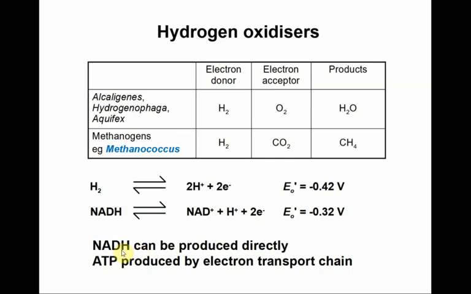Then what happens? Well, if you've got oxygen, the same thing will happen as in aerobic respiration. All these electrons will go down the electron transport chain, produce a proton gradient, and the proton gradient will give you ATP. That's the way it works, basically, because molecular hydrogen is such a good electron donor.